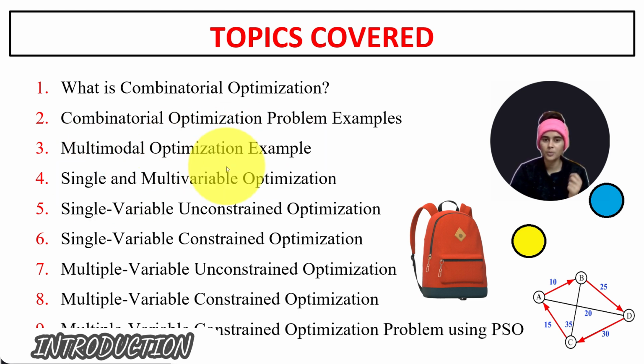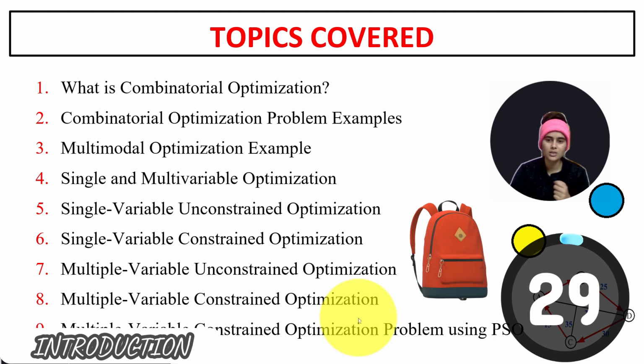We have single variable and multivariable optimization. It is further categorized as constrained and unconstrained optimization. So we have single and multivariable constrained and unconstrained optimization, and in the end we will try to understand one multivariable constrained optimization problem using particle swarm optimization algorithm.